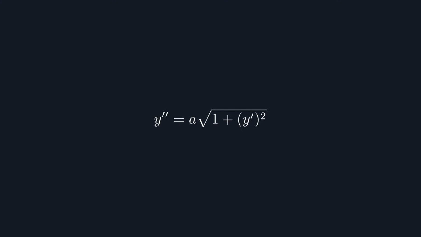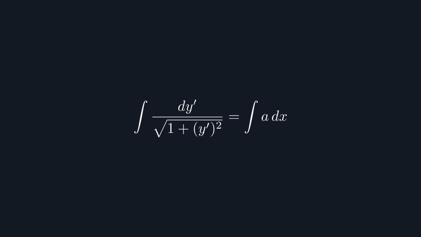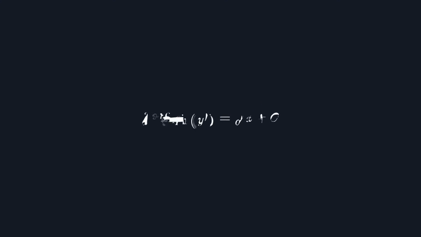Y double prime is the derivative of y prime, so we can rewrite it as such, and then we can separate the variables and integrate both sides. We get an arc cinch on the left side, so we can bring that over to the right. And then we can rewrite y prime as the derivative of y. That means we can separate our variables again and integrate again.